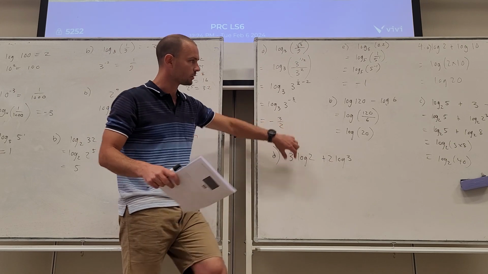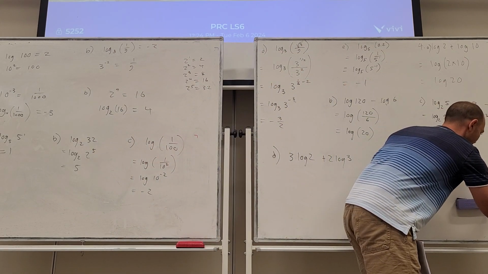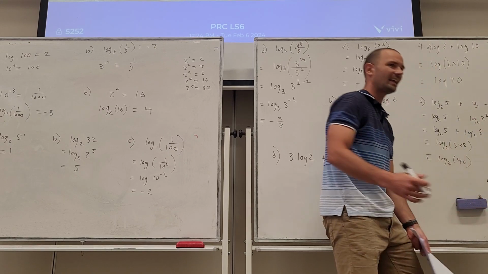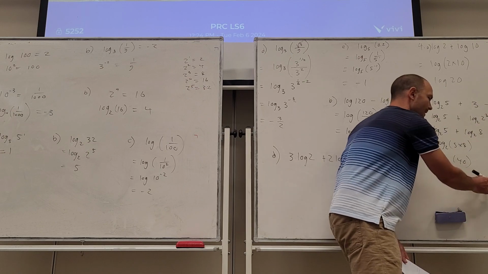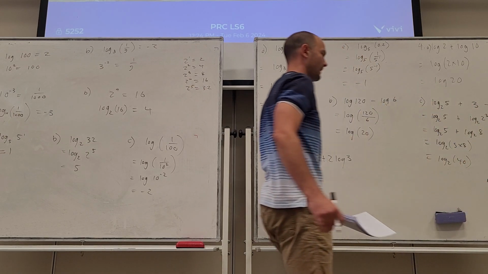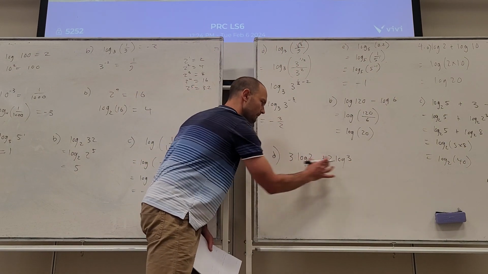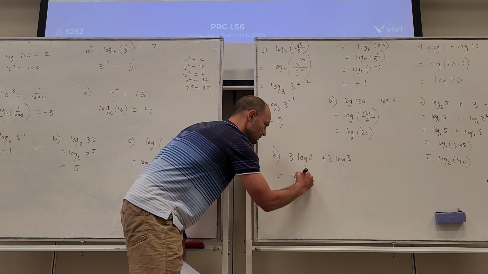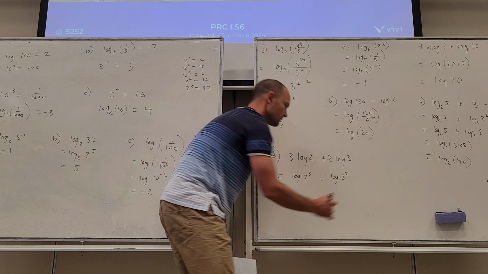And one of the log laws is, okay, the third log law, if I have n log a, I shall say log because we're not touching on natural logarithms yet, we can write that as log a to the power of n. We can take that number and make it a power. So let's do that to both of these terms. This would be equal to log 2 to the power of 3 plus log 3 to the power of 2.